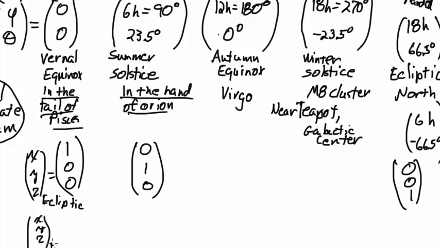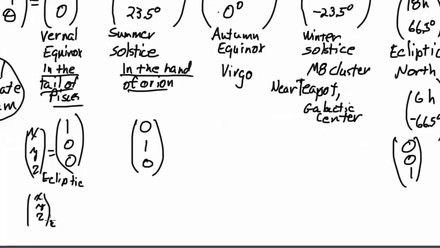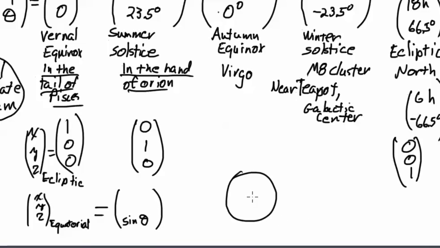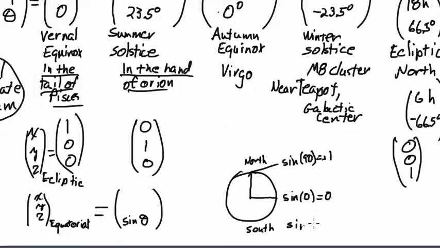in the equatorial coordinates, you will need to take z is the sine of theta. It's the sine of the azimuthal angle. If theta is down here along the equatorial plane, sine of theta is 0. Sine of 0 equals 0. Whereas if it's straight up to the North Star, then sine of 90 is positive 1. And if it's straight down to the south, then sine of negative 90 is negative 1.